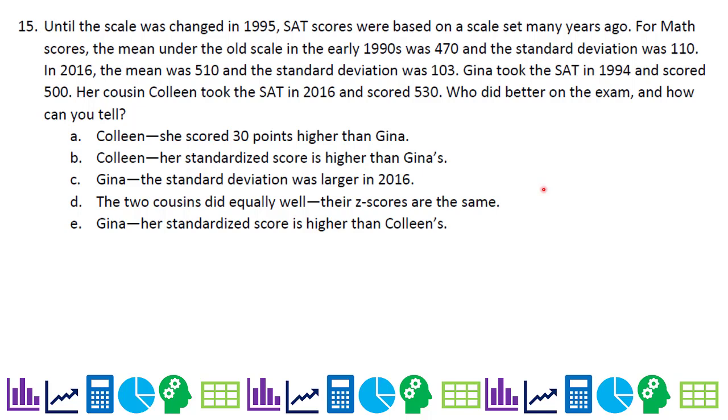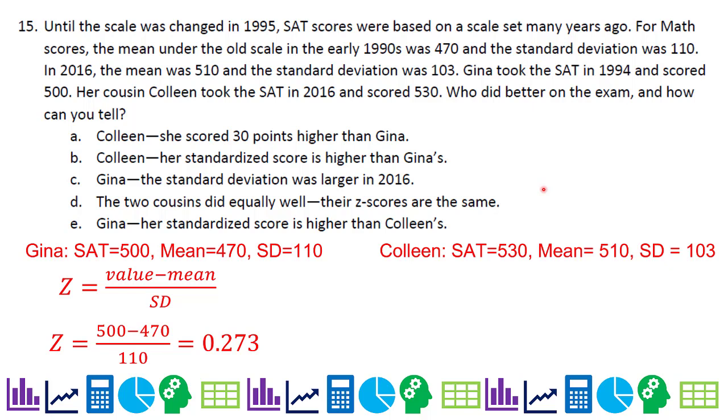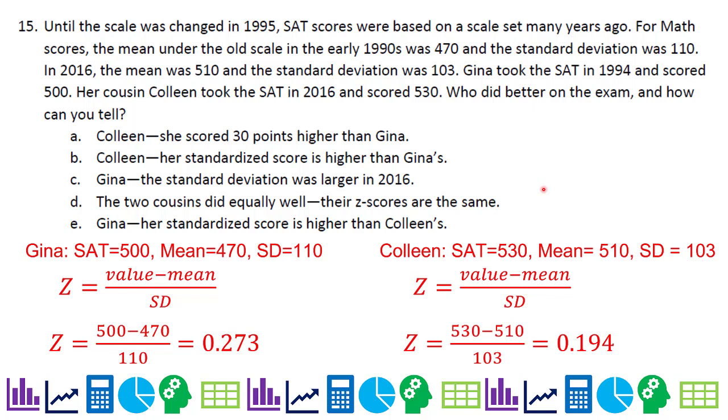So remember, we can compare apples and oranges by using z-scores. So let's first start with Gina. Her SAT was 500, the mean for that time frame was 470, and the SD was 110. So we'll calculate her z-score, 500 minus 470 divided by 110. So we get 0.273. Then we'll take Colleen's data, 530, mean of 510, and an SD of 103. So substituting in, 530 minus 510 divided by 103 is 0.194. So we can say who has the higher z-score? Gina does. So since this is a standardized score, we know that she did better.